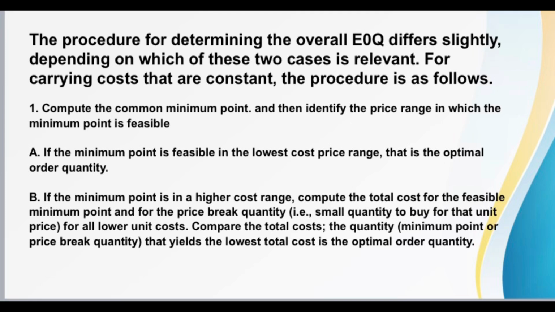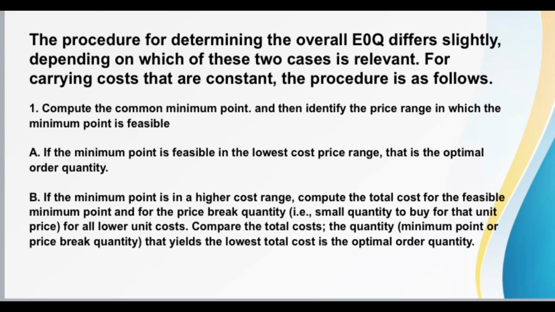The procedure for determining the overall EOQ differs slightly depending on which of these two cases is relevant. For carrying costs that are constant, the procedure is as follows. First, compute the common minimum point and then identify the price range in which the minimum point is feasible. A. If the minimum point is feasible in the lowest cost price range, that is the optimal order quantity.